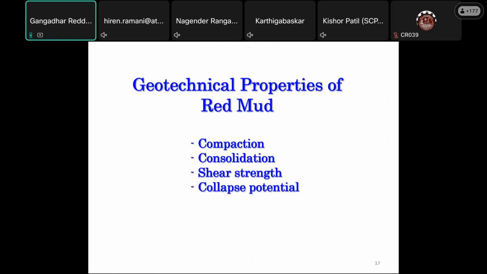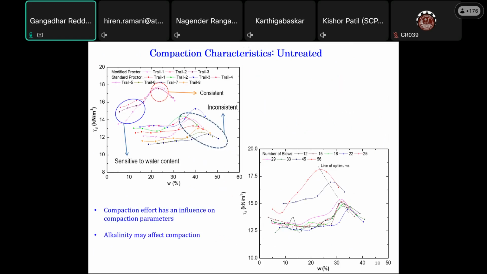So as I said, I had worked on the geotechnical properties as well. You can see some of the characterization which I have done. I have included only a few slides on the compaction characteristics, but I had extensively worked on it and published one paper on compaction itself. So those who are interested can refer to those papers.